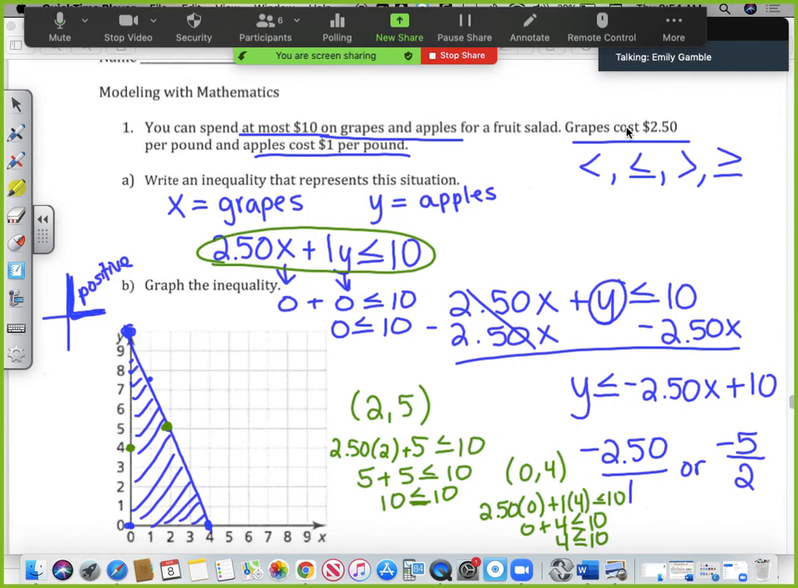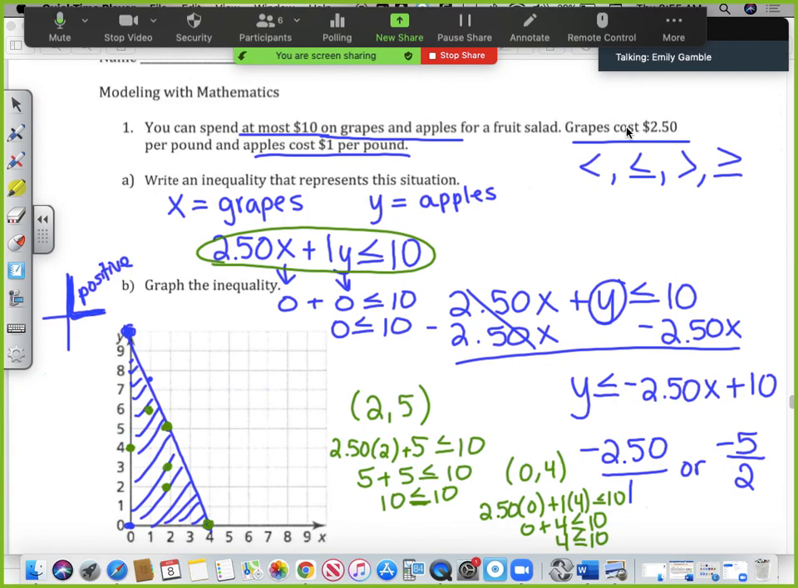So what I'm trying to show you is that any point inside of this solution region will work. A lot of you are choosing the boundaries, like this point will work, this point will work, but any point that's inside of here will work. 2, 2 will work. 2, 3 will work. 1, 6 will work. Any point inside of here or on the outskirts, if it is a solid line, will work for these inequalities.